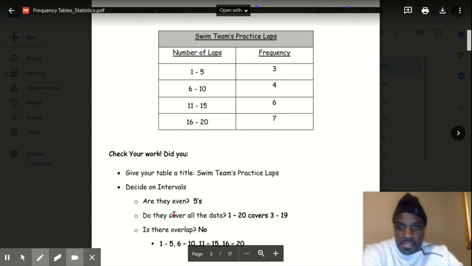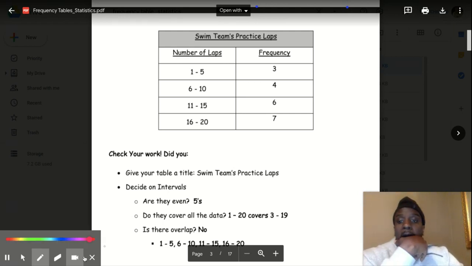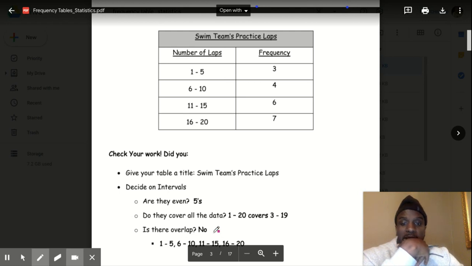Okay. Yes. Do you cover the whole range of your data? Yes. My range is from 1 to 20, but my actual data was 3 to 19 laps. So 1 to 20 does cover 3 to 19. Okay. Is there an overlap? No.